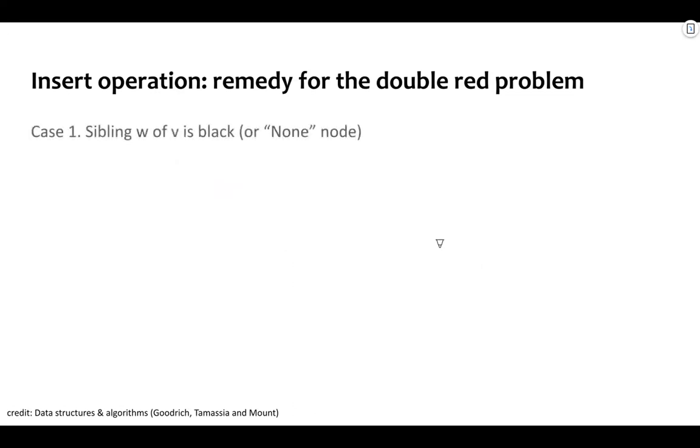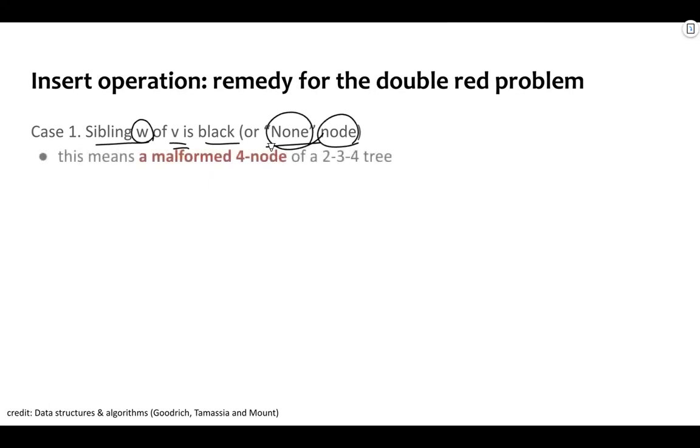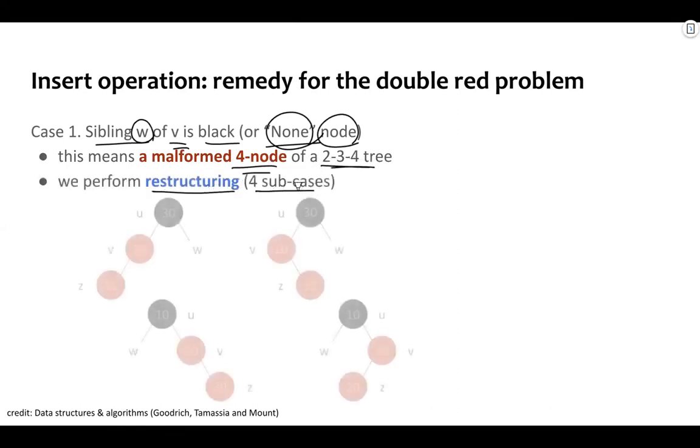And there are also several cases. First of all, sibling W of V can be black or non-node. So external nodes are black. So it could be either a node containing some values or a non-node. This means a malformed 4-node of a 2, 3, 4 tree. And we perform restructuring. And there are 4 subcases.